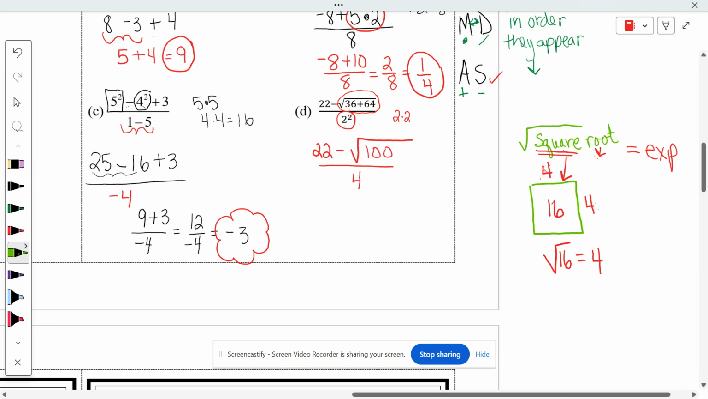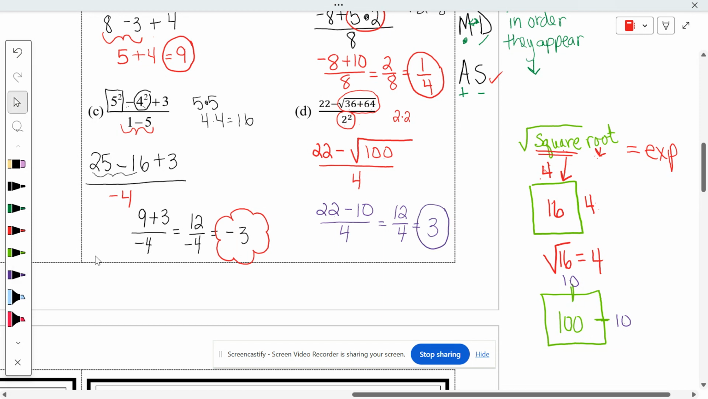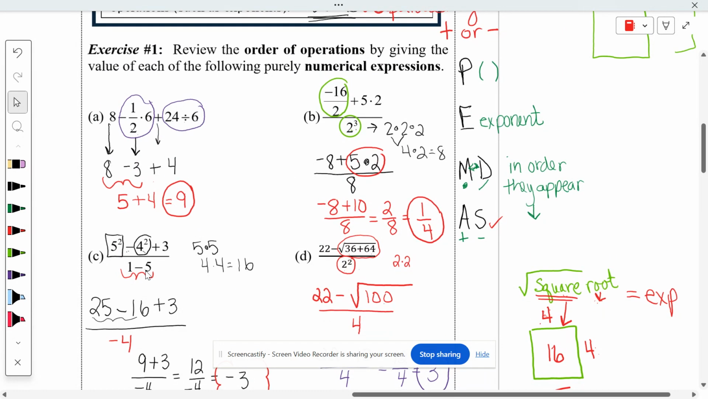All right, so I have the square root of 100. That means that I have this square. Remember that on a square, all sides are the same. So what number do I multiply by itself to get 100? Well, that's 10. So the square root of 100 is 10. So I essentially have 22 minus 10 all over 4. And 22 minus 10 is 12, divided by 4 equals 3. So that is exercise 1.